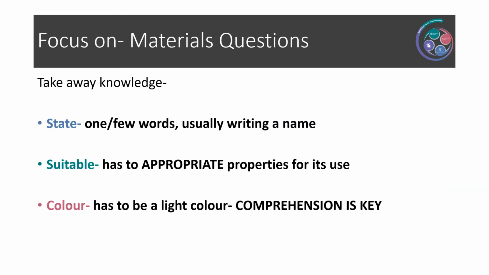What is the takeaway knowledge from having answered that question? Name. Looking for one or few words, usually writing a name of something. Suitable. Suitable means the thing has to be appropriate and have appropriate properties for the use given. Colour. In this case, it's asking for it to be a light colour. So comprehension is key here. You need to make sure you are fully answering the question. And to do that, you need to make sure you're fully reading the question.